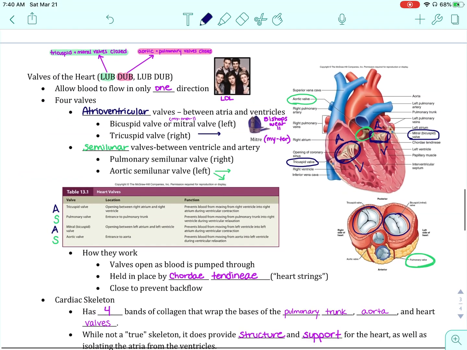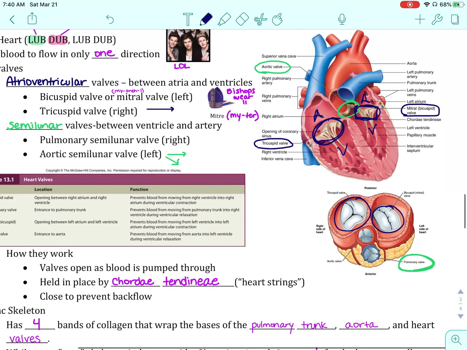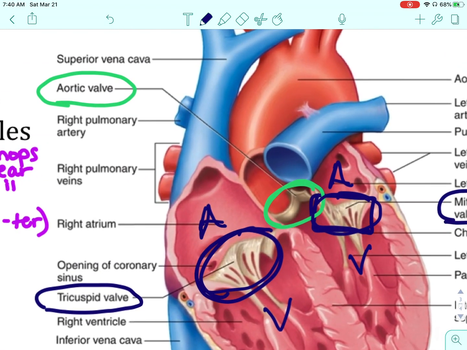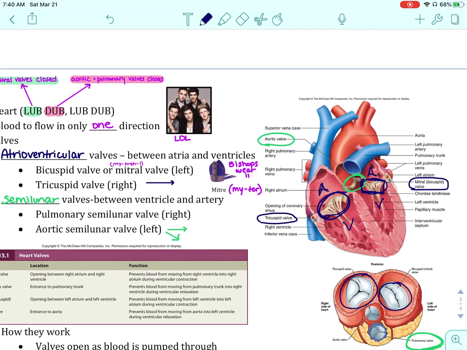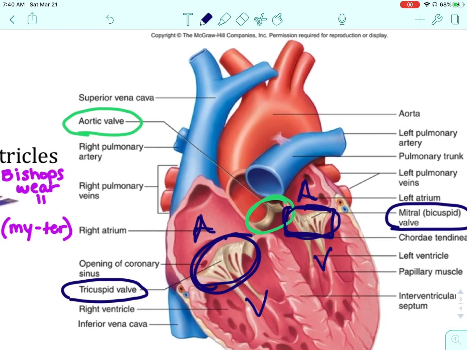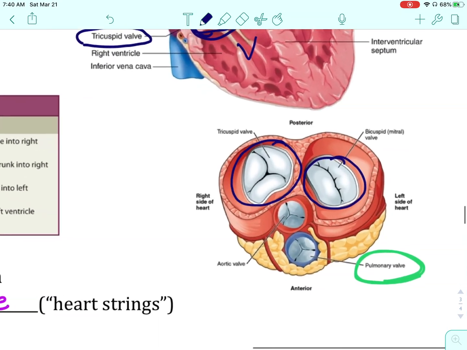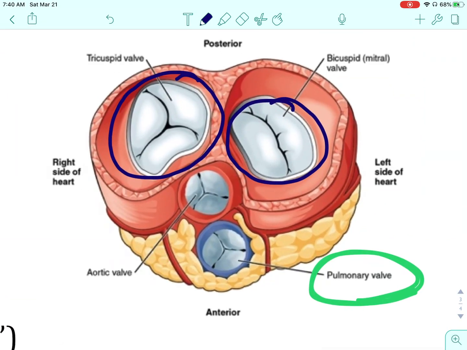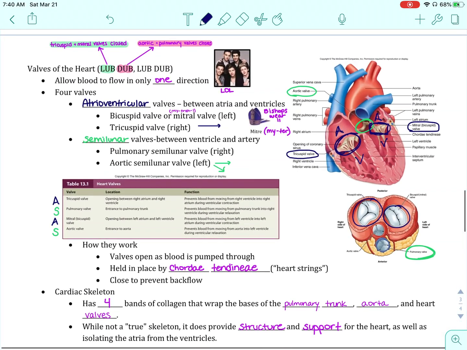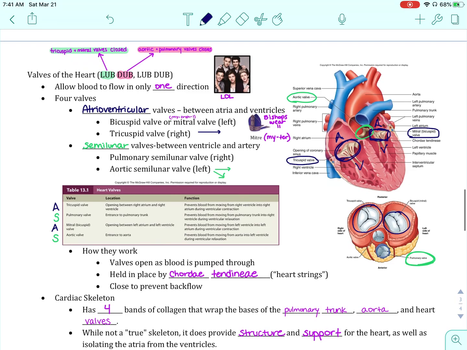Okay. Semilunar valves, those are between the ventricle and the arteries. So see if I can, there's only one in this picture, the aortic valve. I couldn't find the pulmonary semilunar valve at all in this picture. So I think it's down here. So the aortic valve between the ventricle and the artery, and the pulmonary valve there. Okay.